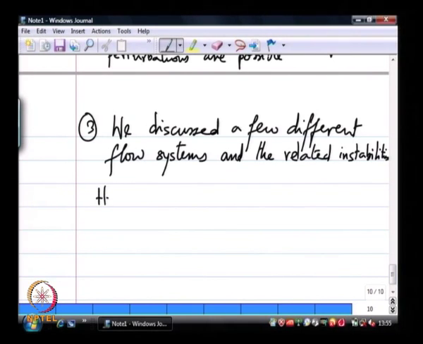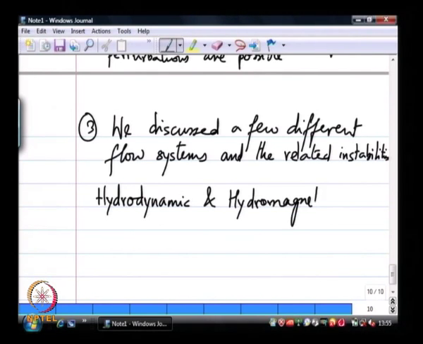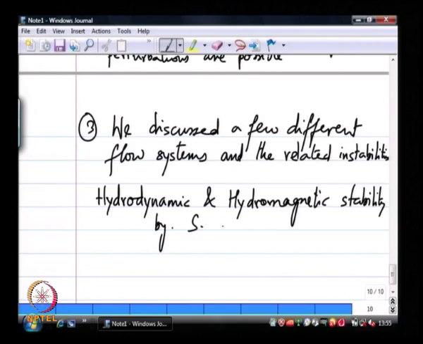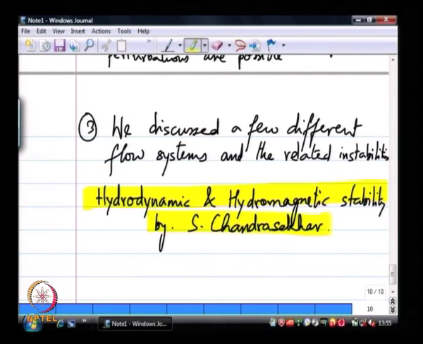Okay, an excellent reference in this regard is what's called Hydrodynamic and Hydromagnetic Stability. It's a book by S. Chandrasekhar. This would be a very good resource to read.